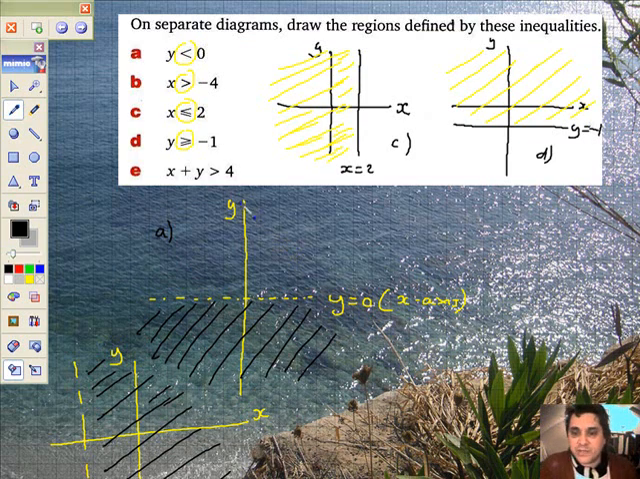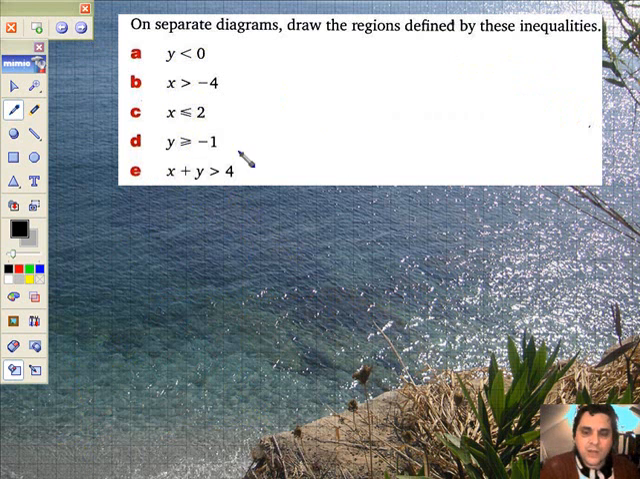On the other page, I've got the same questions. I'll just do that question on the other side and then move on. Okay, I was going to do x plus y is greater than 4.